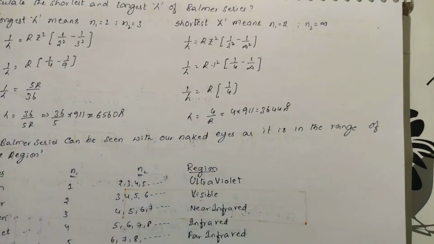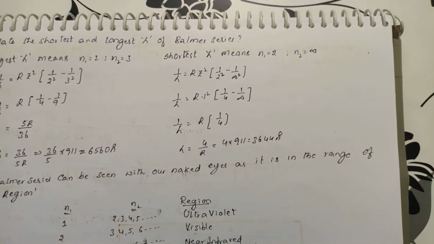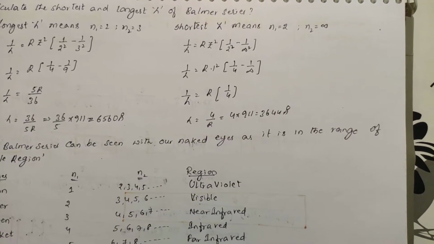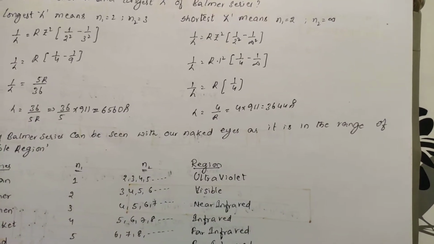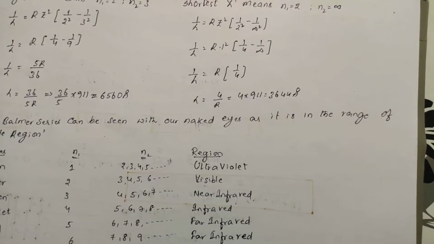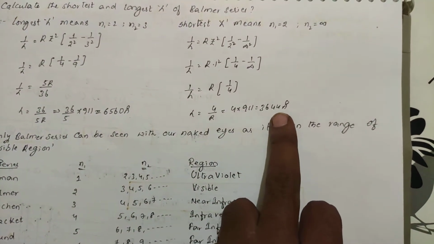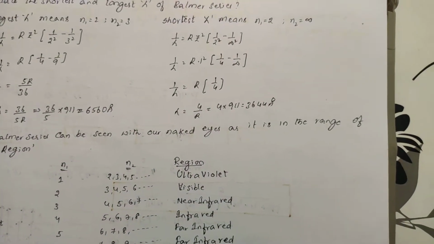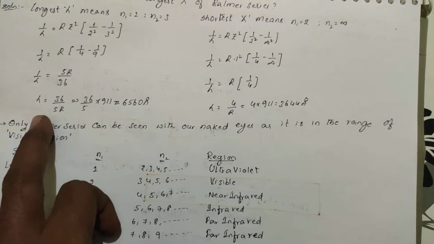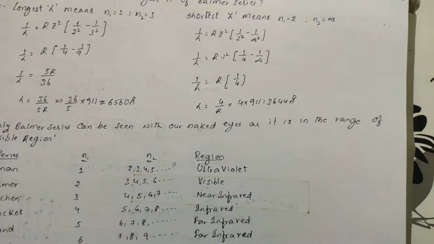And go for infinity, meaning the longest transition: R Z square, 1 by 2 square minus 1 by infinity square. You will be getting R into 1 by 4, so it is R by 4, and lambda is equal to 4 by R, 4 into 911, you will be getting 3644 angstroms. So this is the longest transition, this is the shortest transition wavelength, this is the longest transition wavelength.